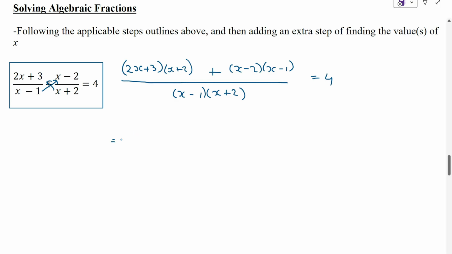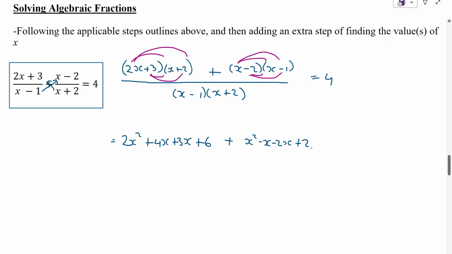So this will give us 2x squared plus 4x plus 3x plus 6 plus x squared minus x minus 2x plus 2 all over our common denominator.